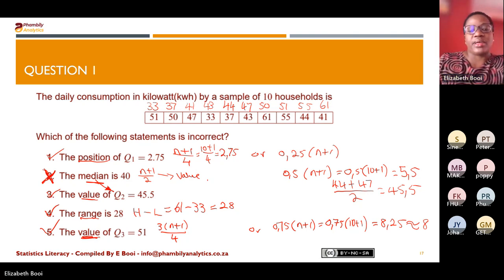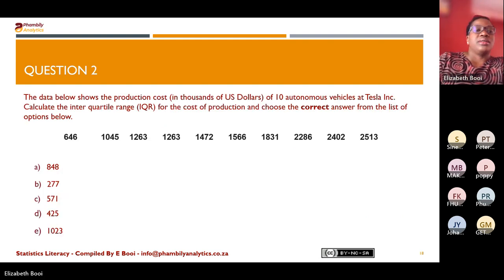Okay. Easy, né? So if you get questions like this in the exam, it will be quick and easy to calculate. The data below shows the production cost, in thousands of US dollars, of 10 autonomous vehicles at Tesla Inc. Calculate the interquartile range for the cost of production and choose the correct answer from the list. Now, what you need to always remember is the formula.